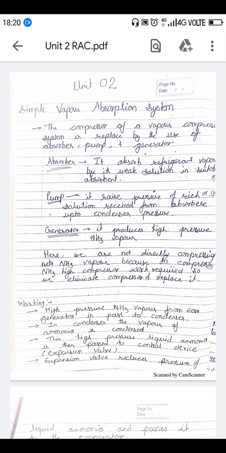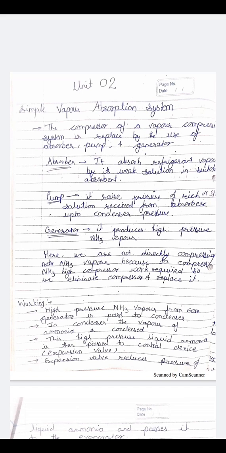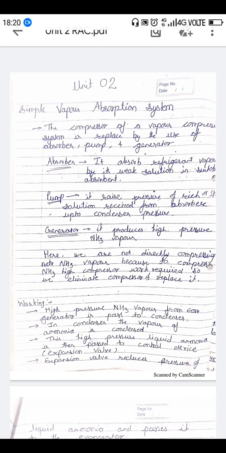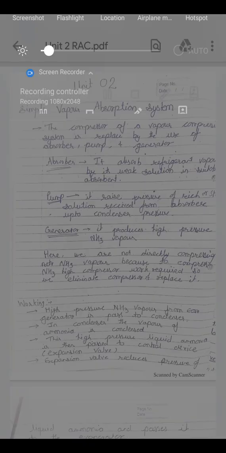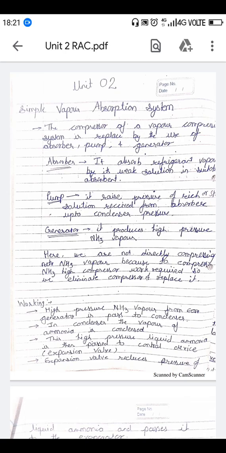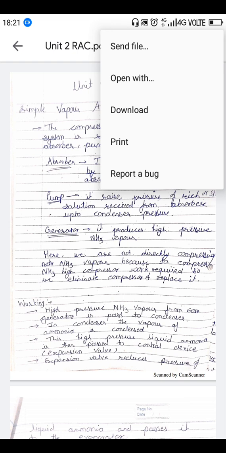Subject: refrigeration and air conditioning. Today we are going to discuss unit number 2. Today we are going to take a revision of it. The name of this chapter is vapor refrigeration system, and we are starting our lecture with the topic simple vapor absorption system. Before starting, I am just converting this document to another format.